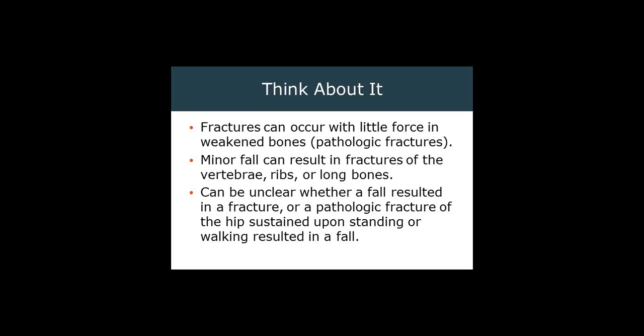Fractures can occur with very little force in these weakened bones, which can become pathologic fractures. So simply twisting or moving a certain way can actually cause a fracture. And a minor fall can result in fractures of the vertebrae, the ribs, and long bones. It can be unclear whether the fall resulted in a fracture or the fracture caused the fall. In many cases, we probably break a hip before we fall down, rather than the other way around, just the way that hip is designed.